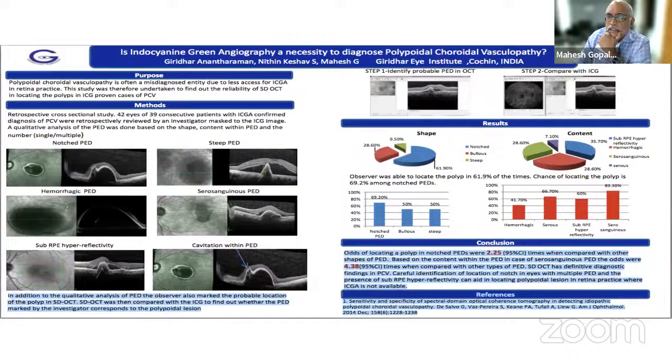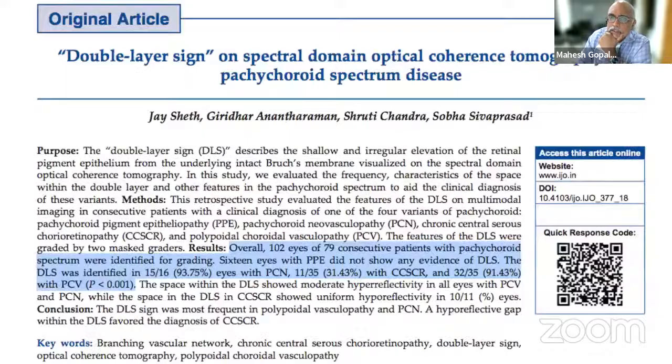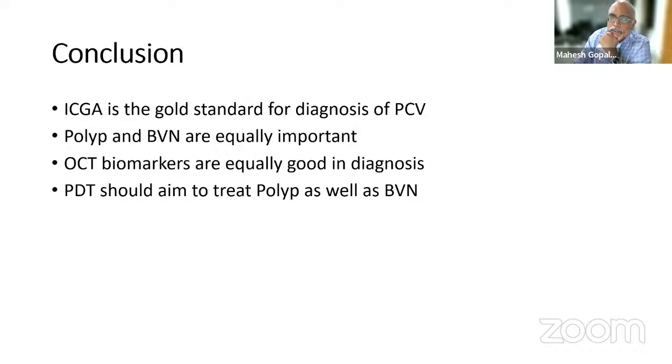So even though ICG angiography is not necessary to diagnose polypoidal choroidal vasculopathy, and many of the OCT biomarkers can be useful in detecting PCV, ICG is the gold standard for diagnosis of PCV, and polyp and BVN are very important. ICG demonstrates the post-treatment picture and is very useful in the management. OCT biomarkers are equally good, but for PDT and thermal laser, ICG is mandatory. Thank you for the kind attention.